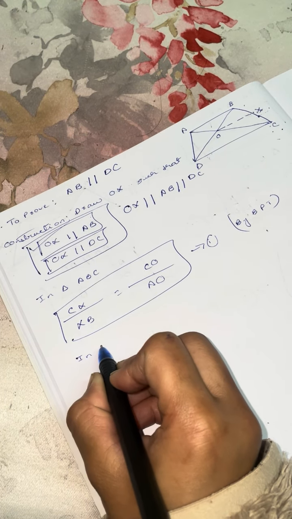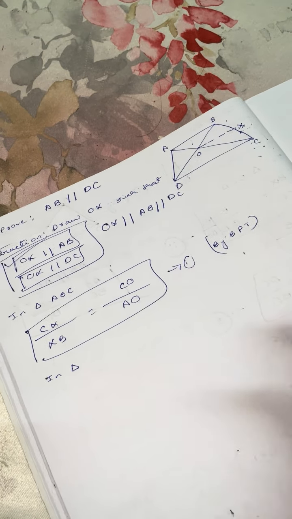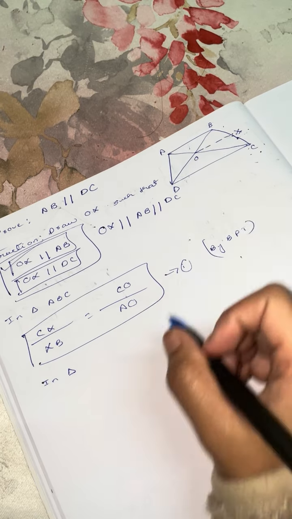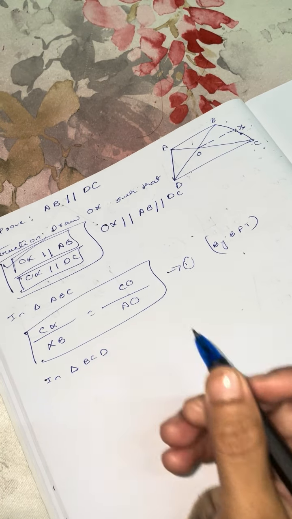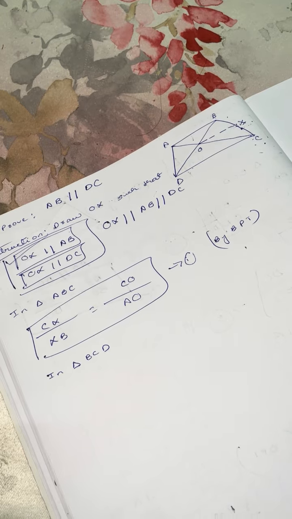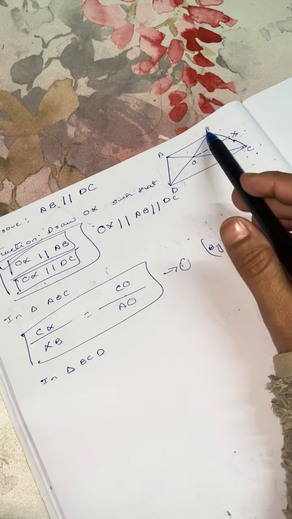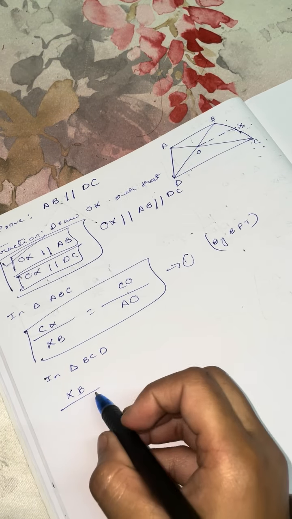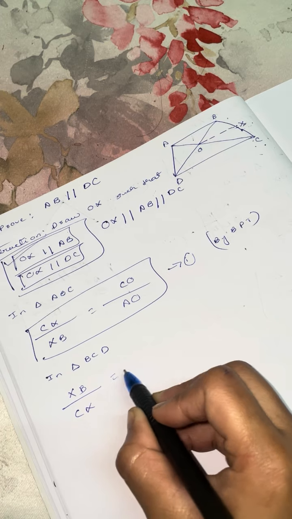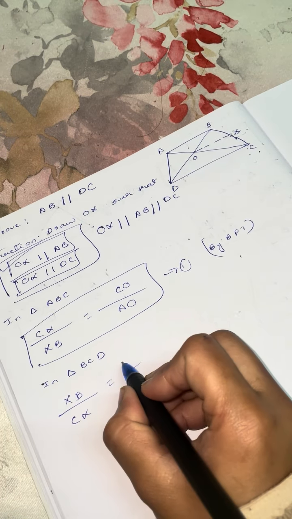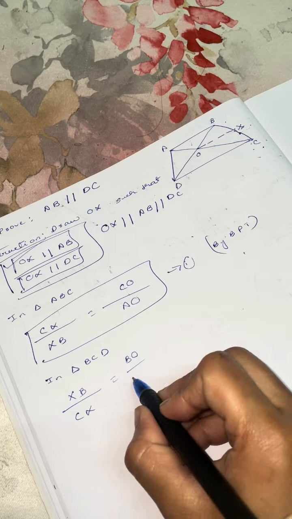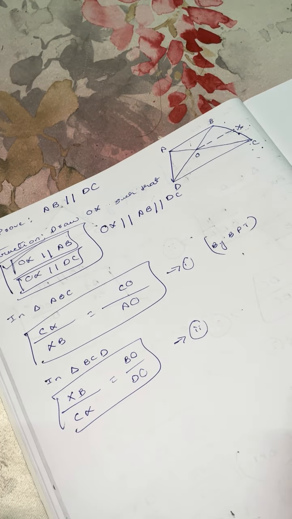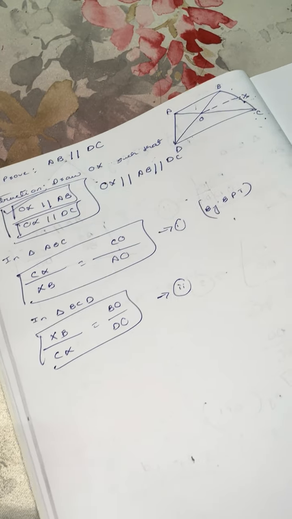Now in the next triangle, we draw the construction. Triangle BCD, that is triangle BCD. We also know that BX or XB is proportional to CX, and also BO is proportional to DO. Let us call this equation 2, by BPT.